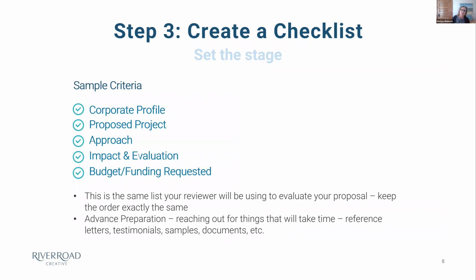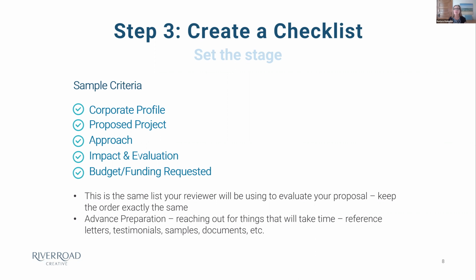Then I create a checklist, right? It sounds really obvious, but I really want to see it visually. That's what works for me. So these are the things they want. They want the profile, the project, the approach, impact evaluation, budget. And again, as I said, this is the same list, in the same order, that the request is being made.